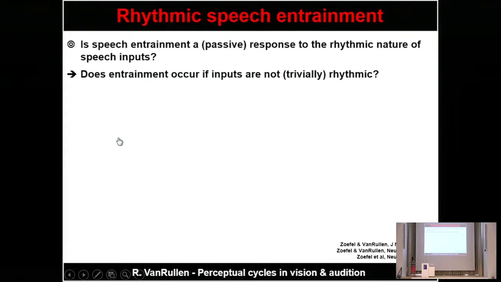In other words, can we prove that entrainment would occur if the inputs were not trivially rhythmic? That's the problem that we tried to tackle together with Benedikt in a series of papers. We had a psychophysical paper, an EEG paper, and more recently a paper where we look at this in monkey auditory cortex recordings together with Peter Lakatos.